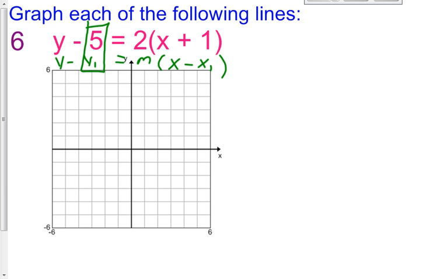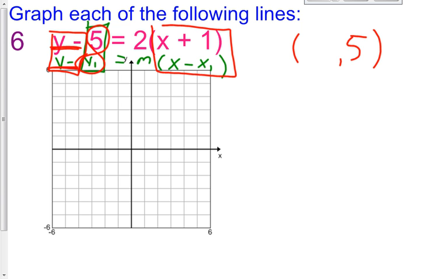My y-coordinate is 5. You see how these y minus, that is part of the equation. So y minus here and y minus here, that's part of the equation. So y1 is 5. So my y-coordinate is the coordinate 5. My x coordinate is represented in here. Now notice in my equation, x minus is part of my given equation.